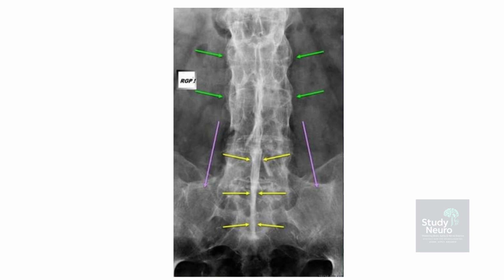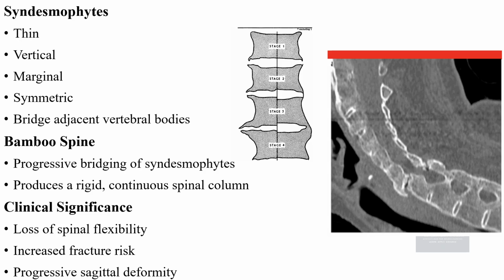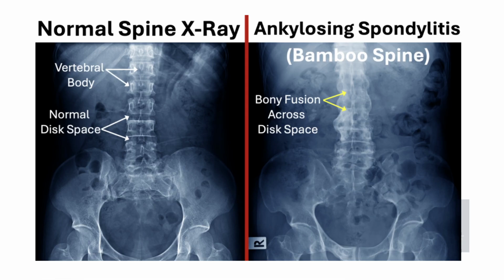Another important finding is the syndesmophyte. These are thin, vertically oriented bony bridges that develop along the margins of adjacent vertebral bodies. Over time, they can connect neighboring vertebrae and produce the classic appearance known as a bamboo spine. A bamboo spine represents advanced structural disease. It causes loss of spinal flexibility and increases the risk of vertebral fractures, while progressive spinal rigidity can also contribute to sagittal deformities.